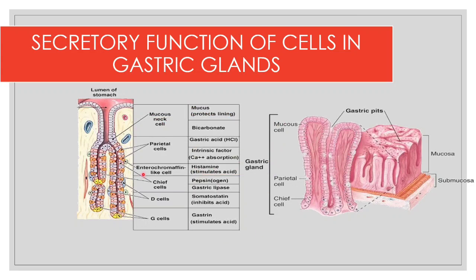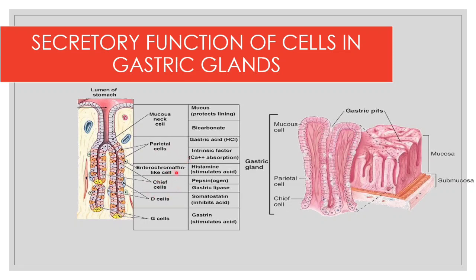Moving next, let's talk about the various secretory functions of the cells in the gastric glands. If you zoom in, you will find a large number of cells, as in the last slide: mucous neck cells, parietal cells, enterochromaffin-like cells, chief cells, D cells called delta cells, and G cells. Each of them has its respective function. Mucous cells secrete mucus, which protects the lining. The parietal cell secretes gastric acid and also the intrinsic factor. This intrinsic factor is responsible for the absorption of vitamin B12, which represents the hemopoietic function, right? As you know well, vitamin B12 protects us from anemia, right?